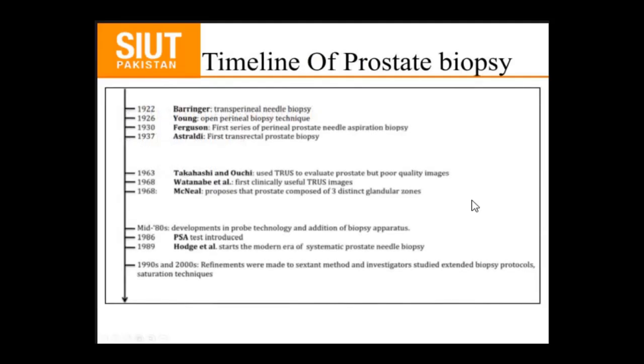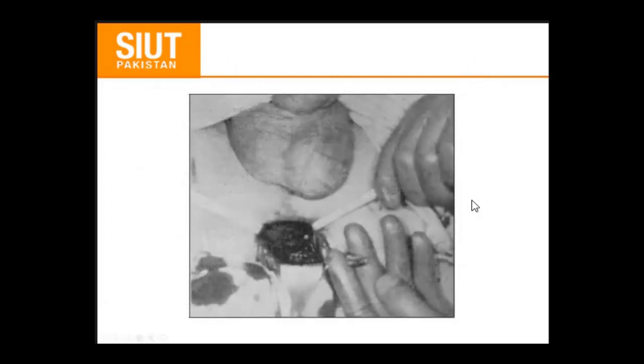So this is the timeline of the prostate biopsy. Transperineal biopsy was first introduced in 1922. Then the open biopsy technique was developed by Mr. Young in 1926, and so on. In the 1960s, the era of ultrasound arrived, and ultrasound guided TRUS imaging was there. In 1986, PSA was introduced, and raised PSA became one of the indications of prostate biopsy. This is the picture of 1930s open prostate biopsies being done via open dissection.